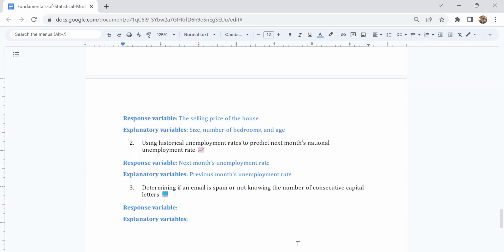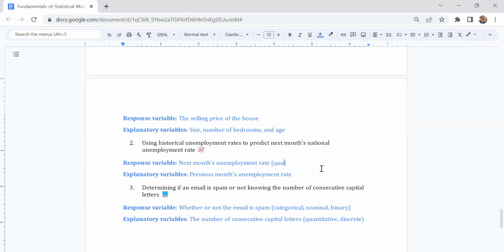And then for the last example, email being spam or not. So the response is whether or not the email is spam, which is categorical, nominal, and binary. And the number of consecutive capital letters is our explanatory variable, which is quantitative. And is it discrete or continuous? So the number of consecutive capital letters must be discrete. It has to be a whole number.